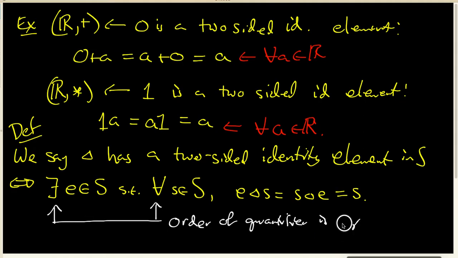So it's really important to understand that. And to prove that something is a two-sided identity, you have to look at both E triangle s and s triangle E, and you have to prove that both of those are equal to the s element. There is another variation on identity element, which is what I want to look at next.